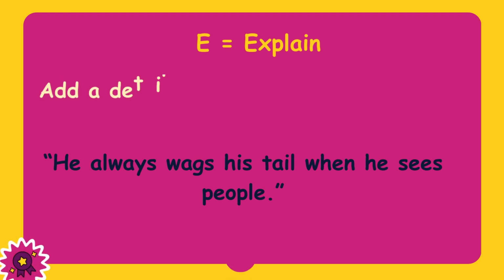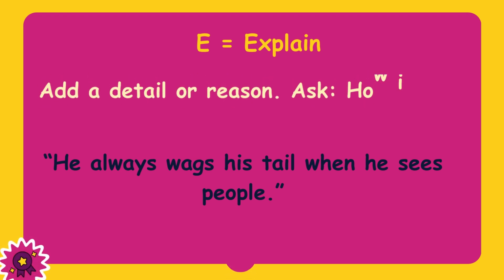E, explain. Explain that idea. Add a detail or reason. Ask yourself, what makes the dog friendly? Maybe he wags his tail, plays with people, or doesn't bite. So we add, he always wags his tail when he sees people.